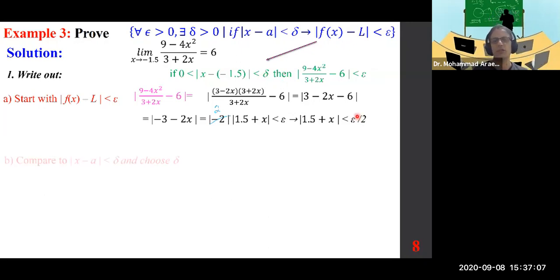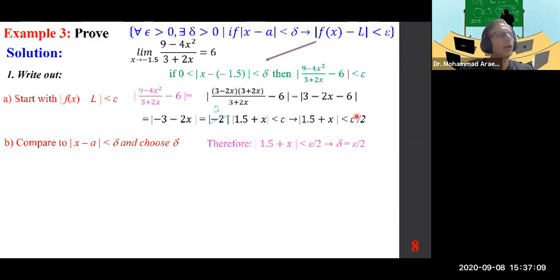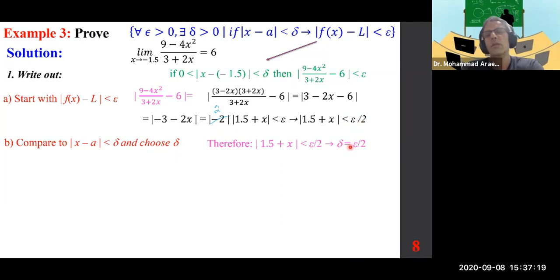So that would be the choice. How do you choose? You say delta from here, this delta must be equal to this value. So the choice of delta is epsilon divided by 2. Practically, you're done for the exam, but let's see how the process works. Let's just quickly finish that.